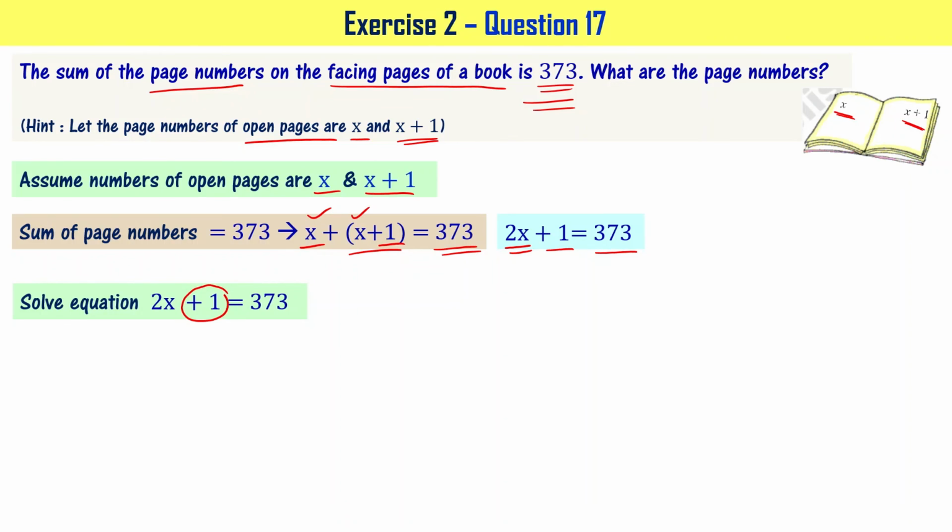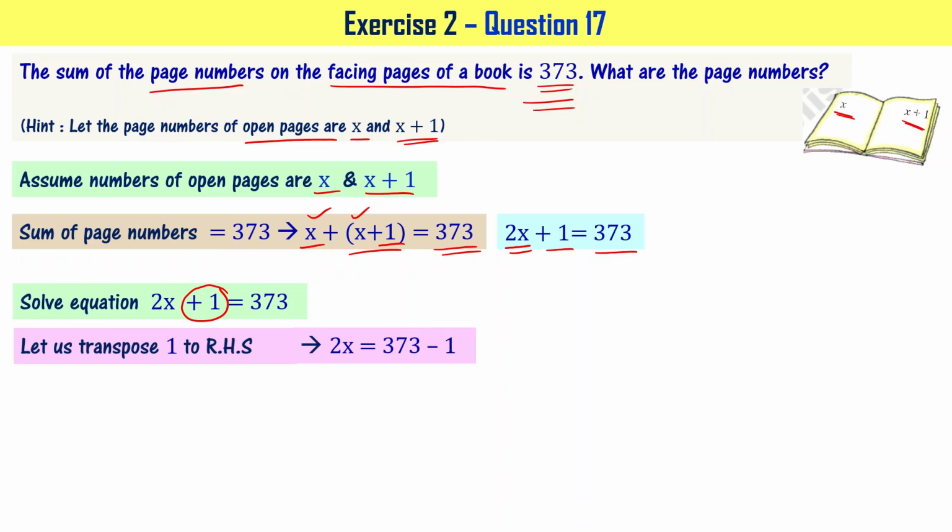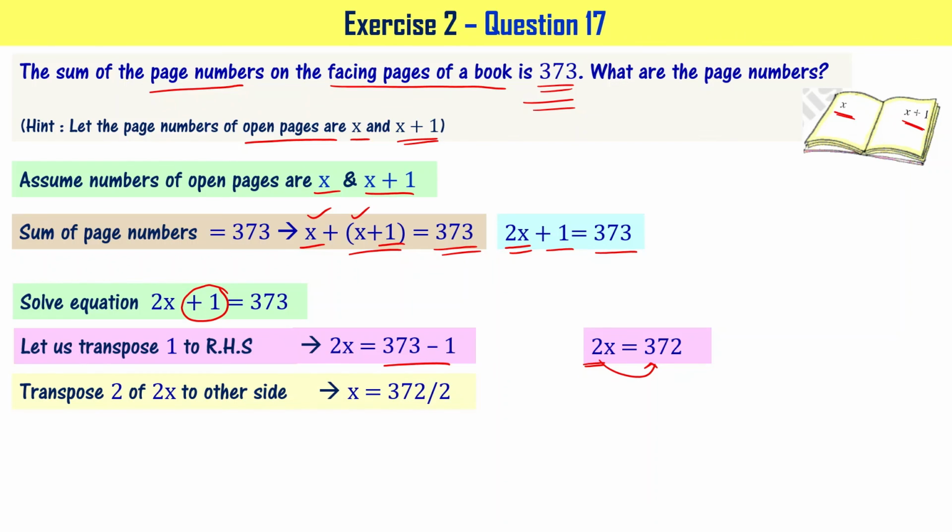For that, let me transpose plus 1 to the other side. When you do that, it becomes minus 1. So 2x equal to 373 minus 1. It can be written as 2x equal to 372. Now look at this equation. 2 can be transposed to the other side so that you will get the value of x, right? When you transpose, it is going to divide 372. Let me do that. x equal to 372 divided by 2. That is equal to 186.